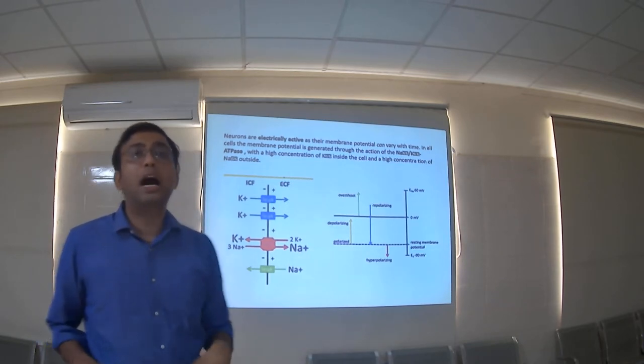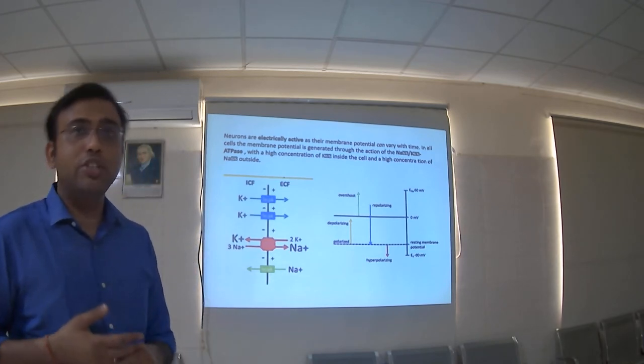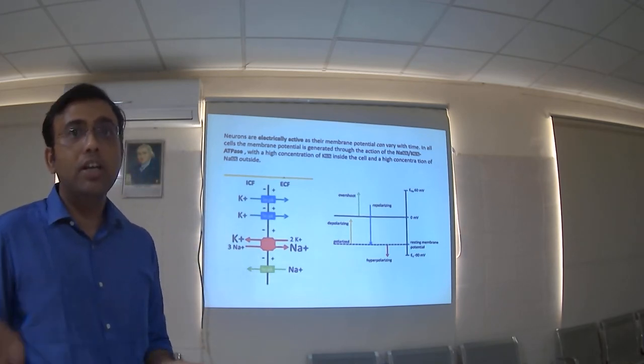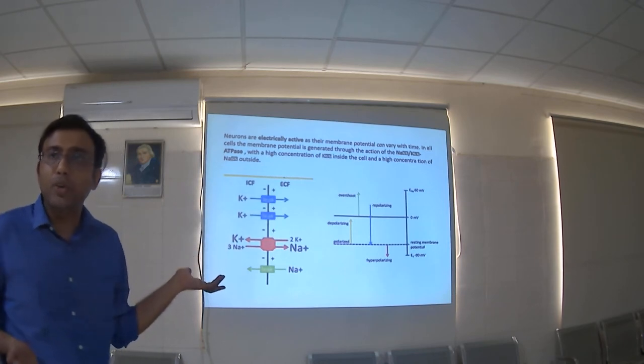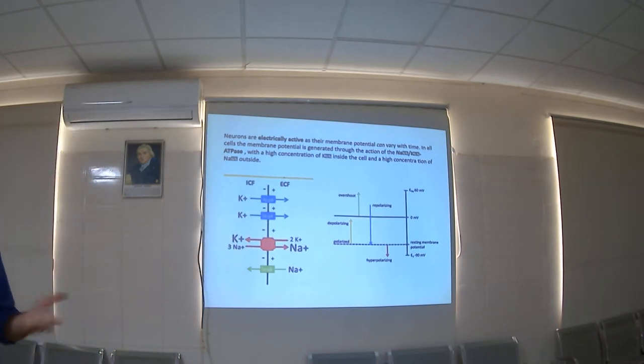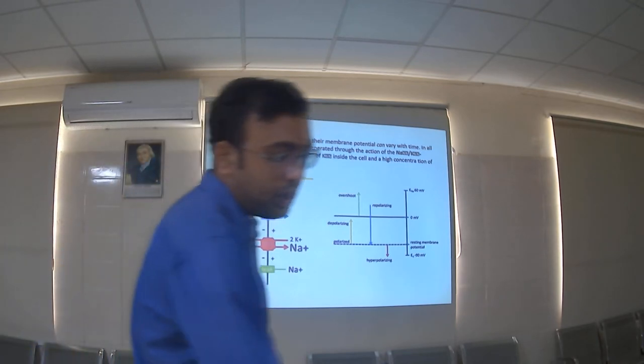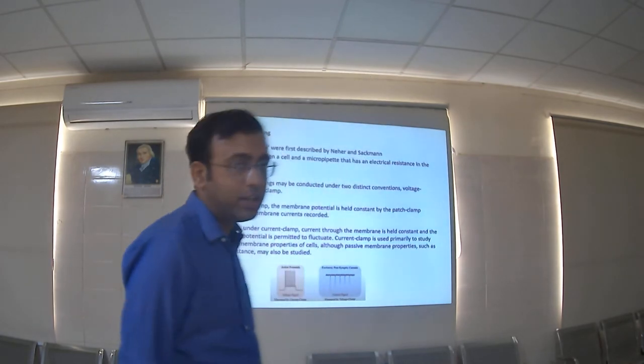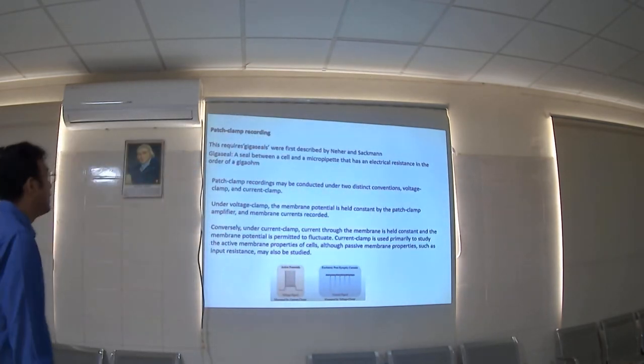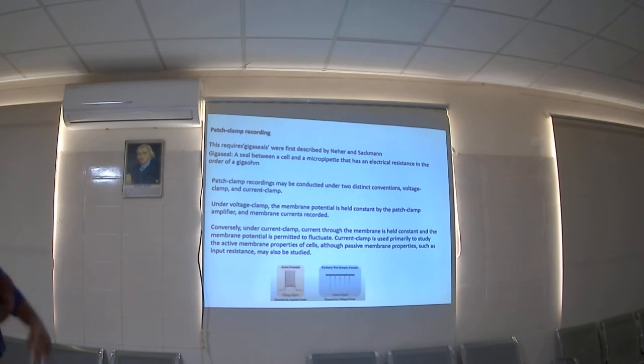So the question is, how do we come to know? For example, the electrical current is changing. These are all the theories. So electrophysiology techniques are used, and one of the electrophysiology techniques is the patch clamp technique, where we can do intracellular recording.